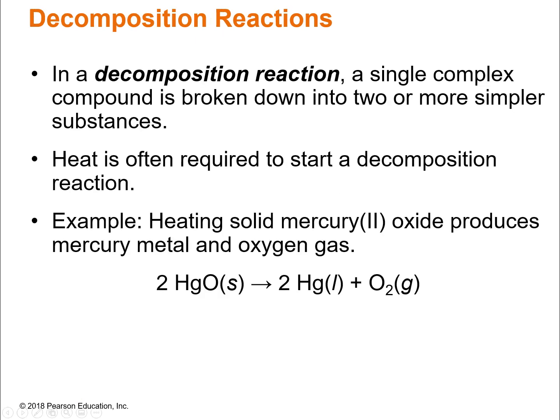And decomposition reactions are just the opposite. You take one complex compound and break it down into 2 or more simpler substances. Oftentimes you need heat. Not always required, but most oftentimes you do. So the example I have here is if you heat mercury oxide, you make mercury metal and oxygen gas.